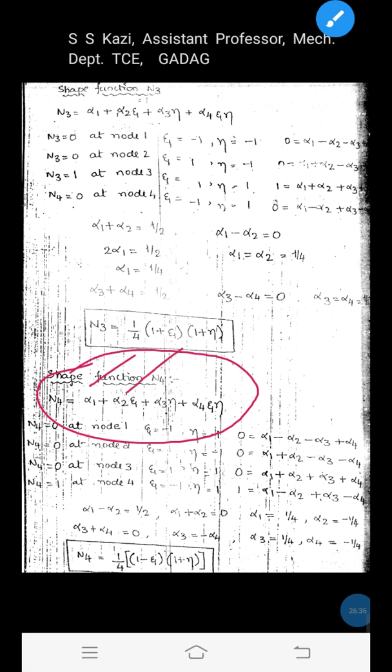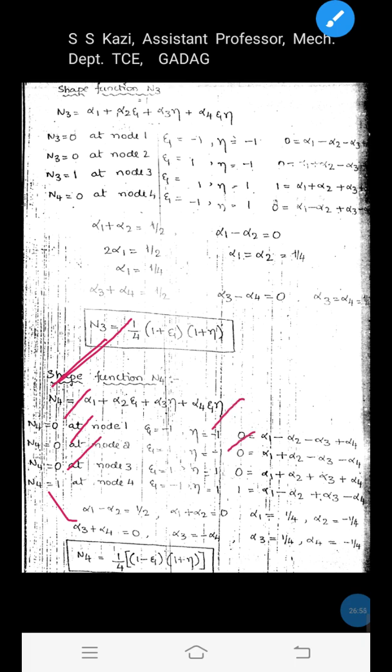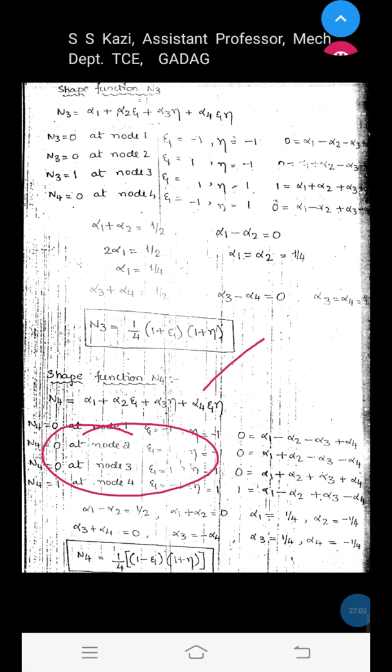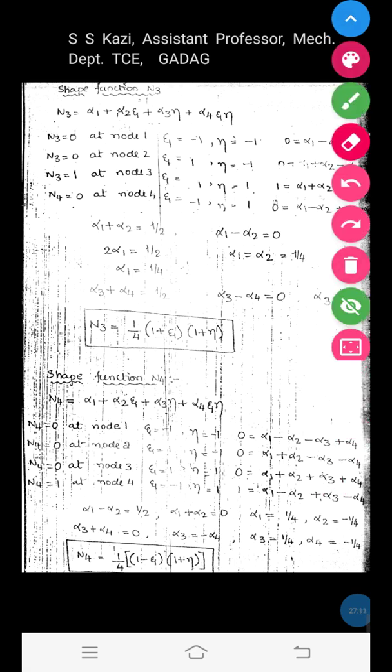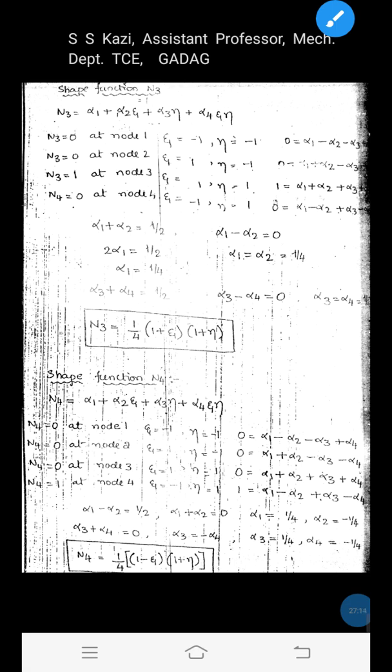And shape function N4 can be calculated again by assuming, let N4 is equal to alpha 1 plus alpha 2 zeta plus alpha 3 eta plus alpha 4 zeta eta. After that, substituting the conditions for N4 at the nodes 1, 2, 3 and 4, N4 is equal to 1 at node 4 and it is 0 at other nodes, that is at nodes 1, 2 and 3. And after that, write the coordinate values at the nodes 1, 2, 3 and 4. If we substitute these 4 conditions into this equation, we will get 4 equations to be solved like this. These 4 equations if you solve, then we will get alpha 1, alpha 2, alpha 3 and alpha 4.